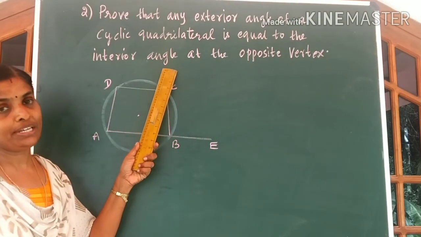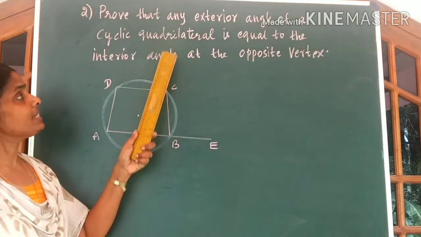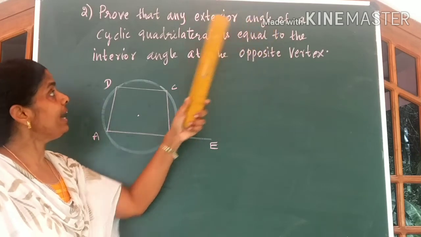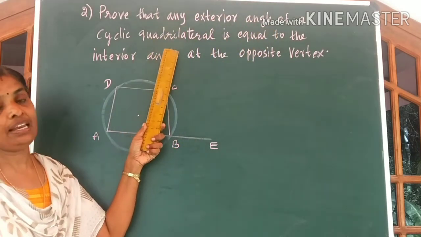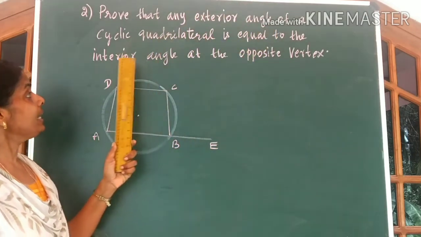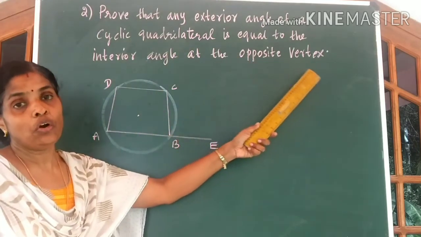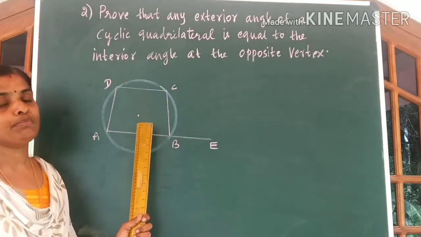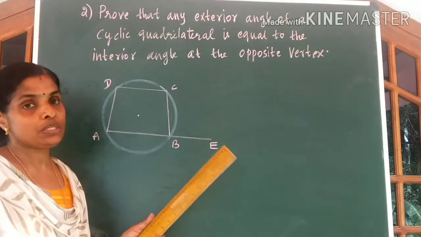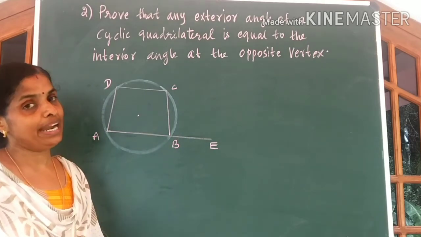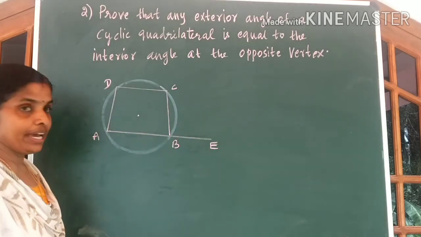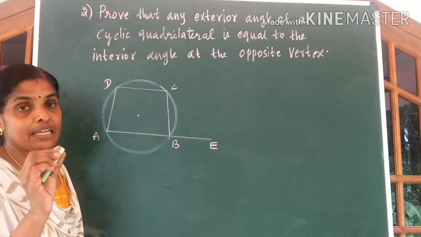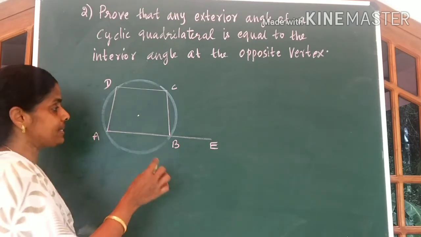A very important proof. Prove that any exterior angle of a cyclic quadrilateral is equal to the interior angle at the opposite vertex. A very simple proof which we use in many problems. So understand clearly. We are going to prove exterior angle at any vertex.